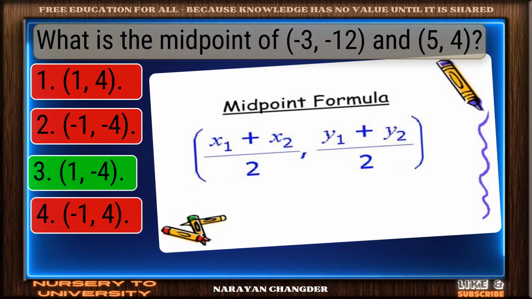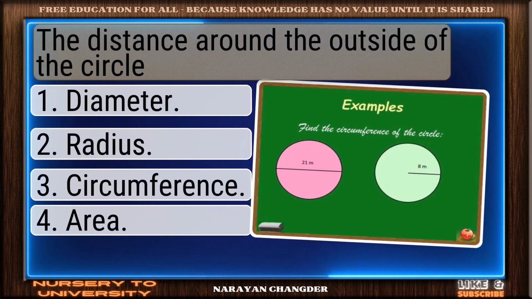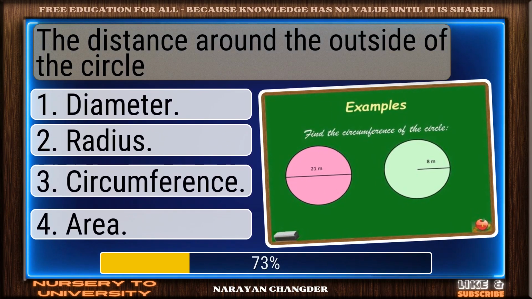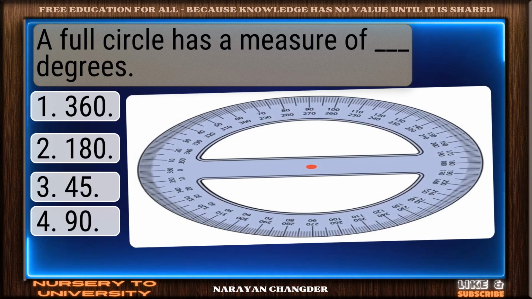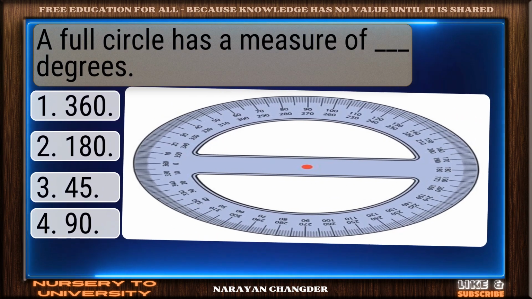Strong choice is the right answer. Question number 208. The distance around the outside of the circle. Valid point. Circumference is true. Question number 209. A full circle has a measure of dash degrees.